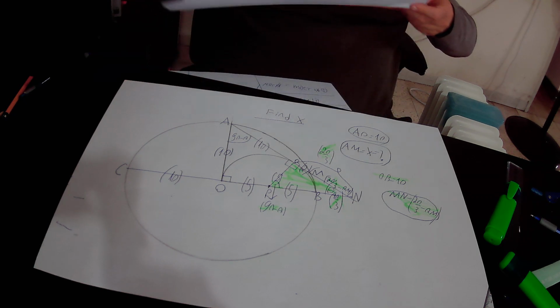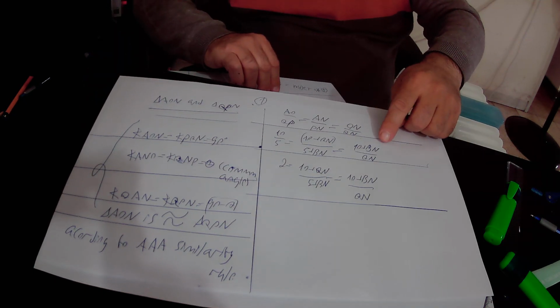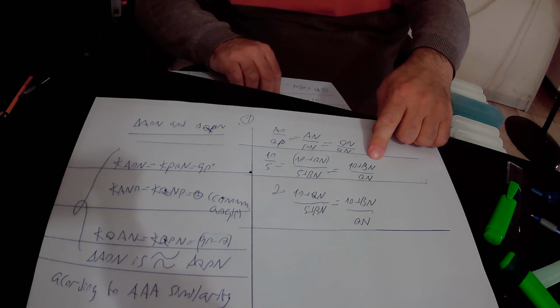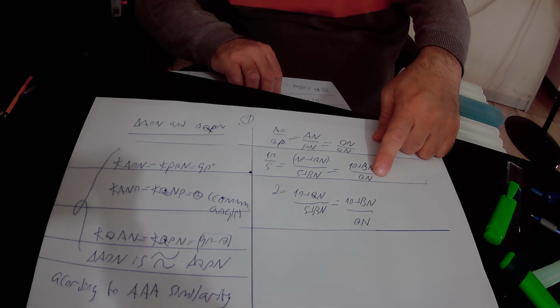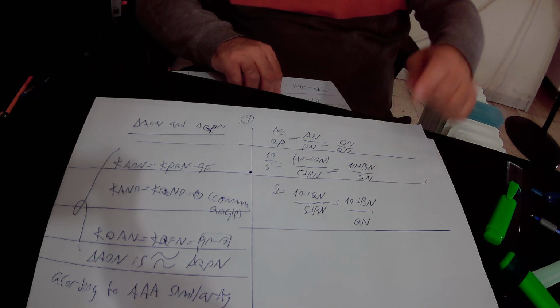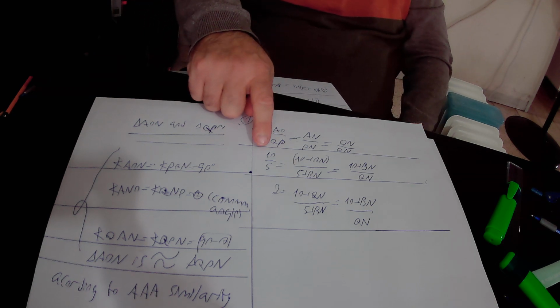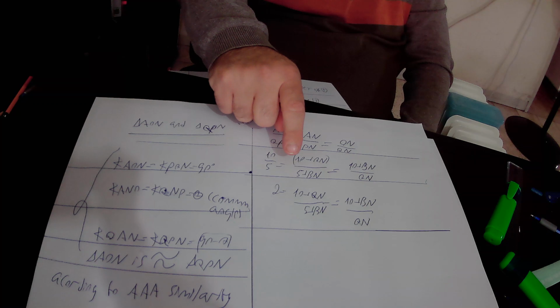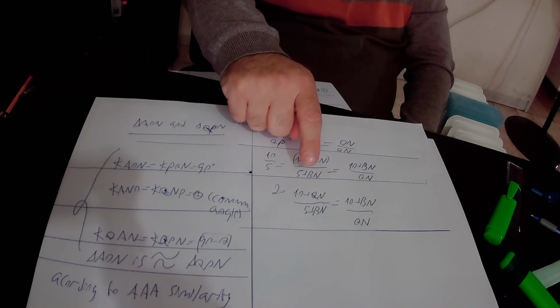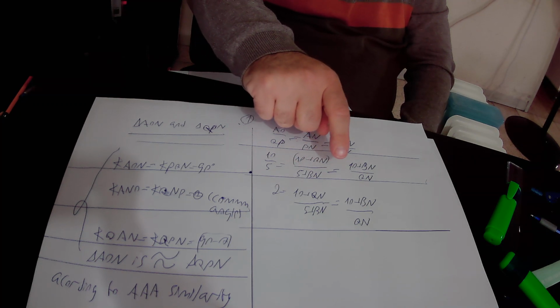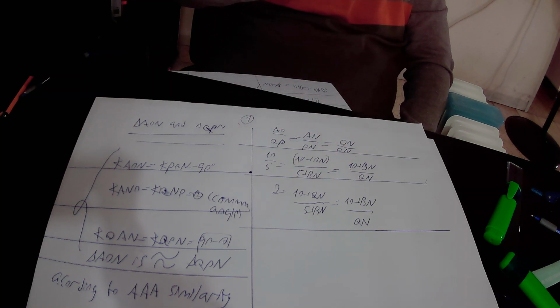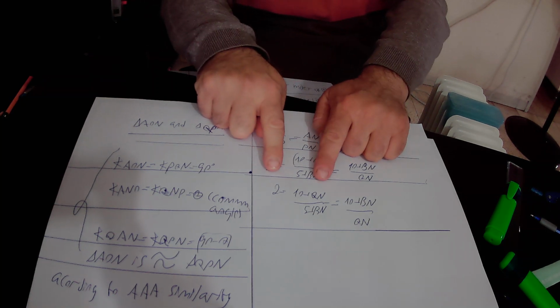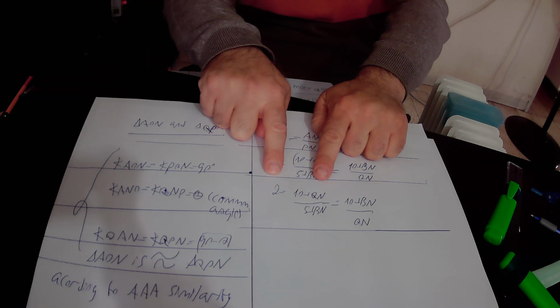Okay, ON equals 10 plus BN over QN. QN is the missing side, so we leave it as it is. 10 over 5 is 2. So in conclusion we found out that 2 equals 10 plus QN over 5 plus BN, and it is also equal to 10 plus BN over QN. Those two sides are equal to each other, so we created equation number 1 from those two sides.